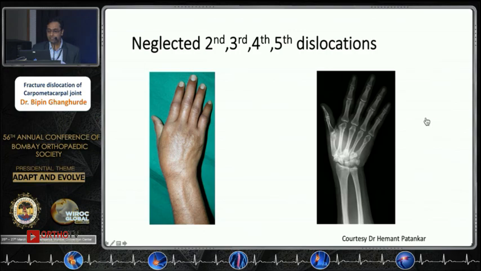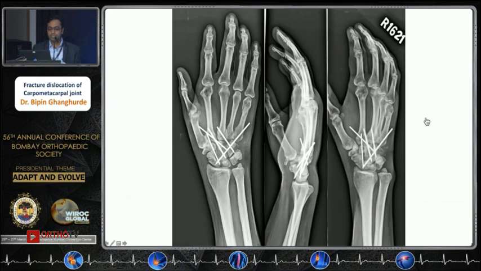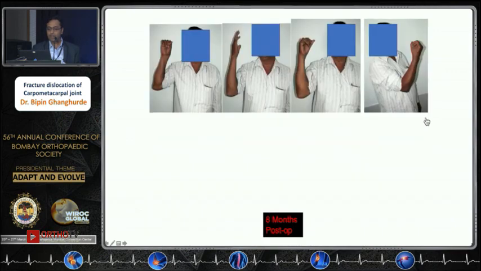This is a case provided to me by Dr. Hemant Patankar. This is a neglected second, third, fourth, fifth dislocation in which open reduction and K-wire fixation was done. At 8-month follow-up, there was good function.